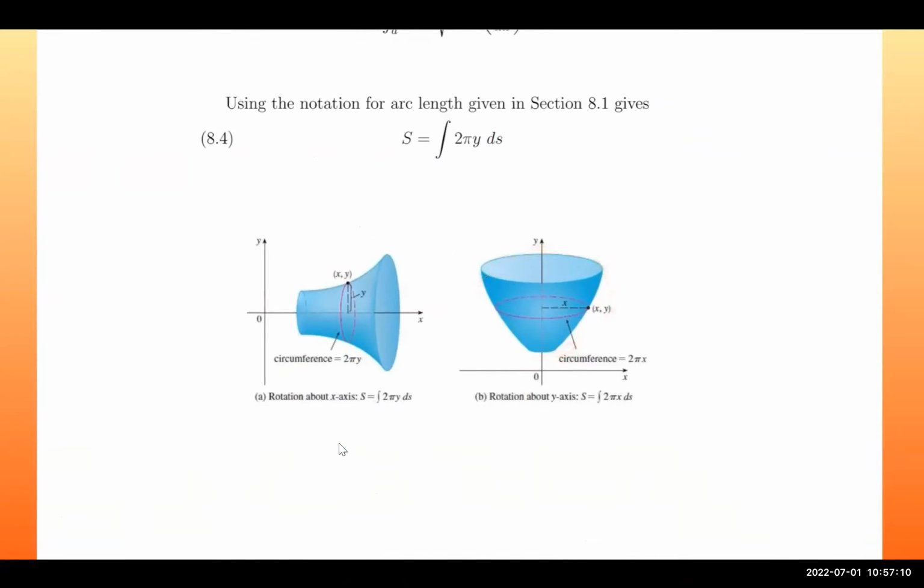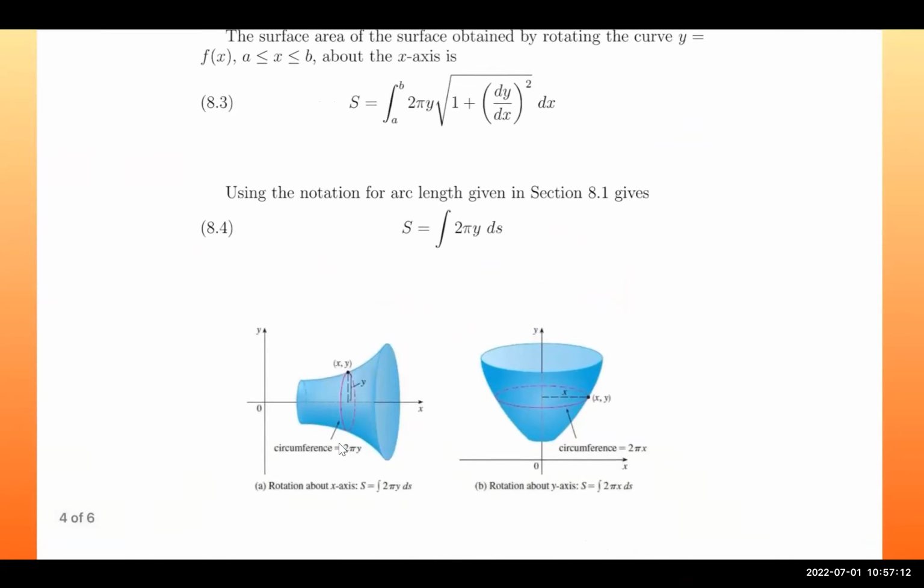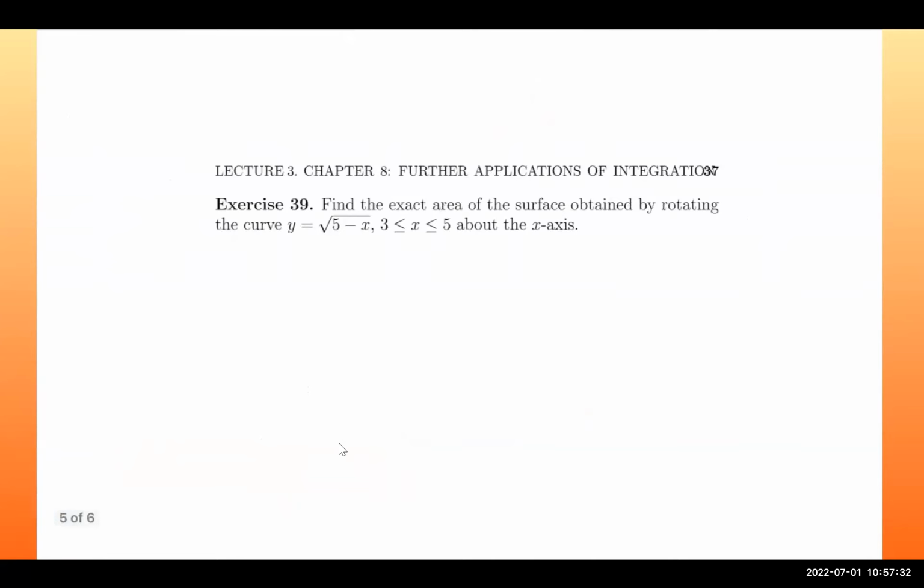When you're rotating over the y-axis, it's going to look more like this. And so everything in the formula is the same. The only difference is that it should be 2 pi x instead of 2 pi y, and therefore you're integrating with respect to y instead of x. So when you're rotating about the y-axis, this y becomes an x, and this becomes a dy, and this becomes dx over dy. That's the only difference.